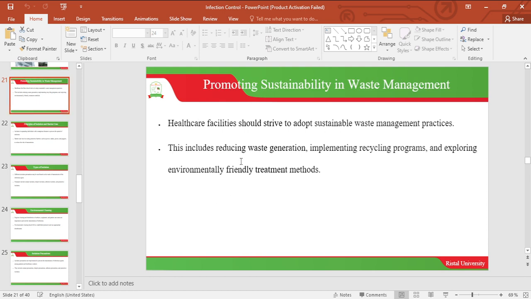Let's look at promoting sustainability in waste management. Healthcare facilities should strive to adopt sustainable waste management practices. This includes reducing waste generation, implementing recycling programs, and exploring environmentally friendly treatment methods. For example, the use of the autoclaves.